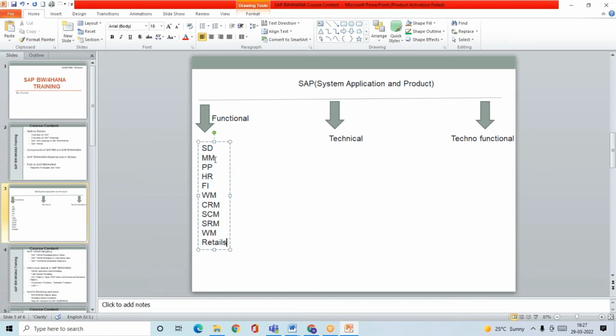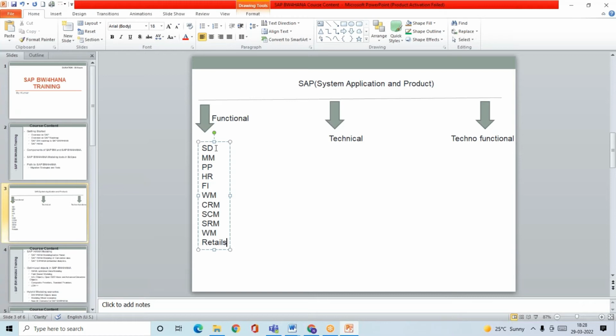Sales and distribution, material management. Sales and distribution is basically for your sales, if any company is selling products. Material management again divides into two major areas: one is inventory and one is purchasing. Inventory is nothing but your stocks, you keep all your stocks over there. And purchasing is when you want to buy any raw materials or any material from outside, then purchasing comes into the picture.